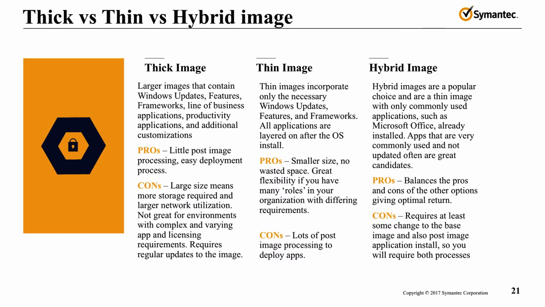The next one is a thin image, which is the complete opposite. You just have the bare minimum as part of that image, and then you layer on the applications based on the profile of the user that is going to be using that machine. We see a lot of customers going for this option. It's very flexible. You can very easily create jobs within Deployment Solution and Ghost Solution Suite that will layer on these applications based on profile. It works pretty well. The problem is that it tends to take longer to complete the migration.